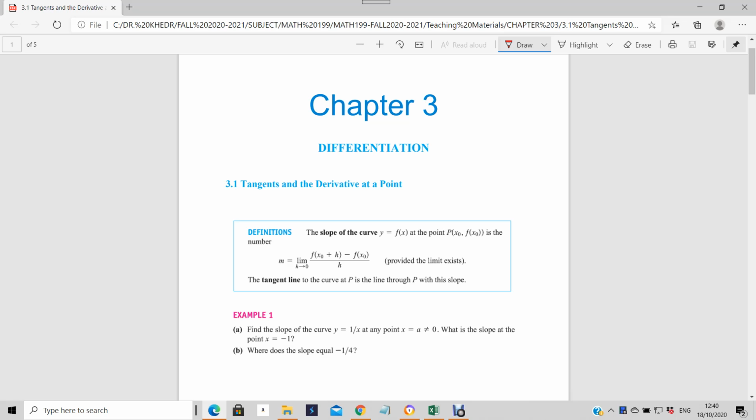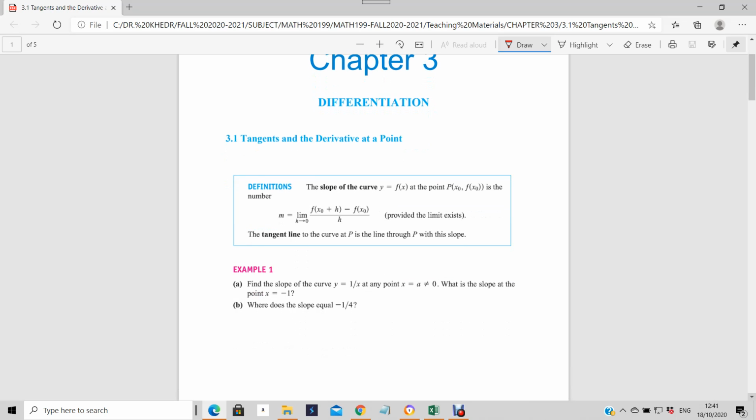In chapter 2, we did study the rate of change and the limit of the rate of change as h goes to 0. Here we are going to use almost the same definition, which says the slope of the curve y equals f of x at the point P of the coordinates x0, f of x0 is the number, m equals the limit of f of x0 plus h minus f of x0 divided by h as h goes to 0, provided that this limit exists. So we said m here is the slope of the curve of the function, or is the slope of the tangent line to the curve at the point P.